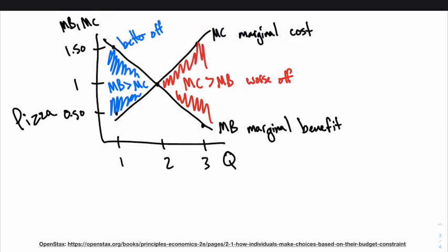Now, in order for us to maximize our happiness, or maximize our utility, we want to get to the point where we are right before becoming worse off, so that there's no extra area to become better off. We're the best that we can be. And we do that by going to the point where marginal benefit equals marginal cost. That is our magical rule in all of marginal analysis. Go to the point where marginal benefit equals marginal cost.